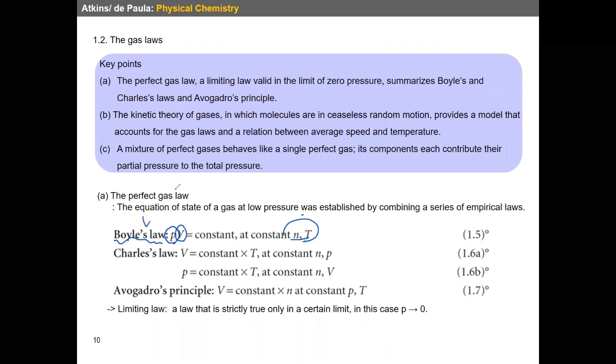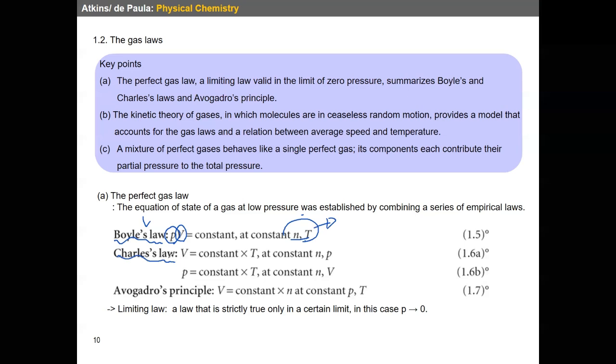So this is Boyle's law. I will talk about more details about Boyle's law in the next slide. So there is also Charles' law.